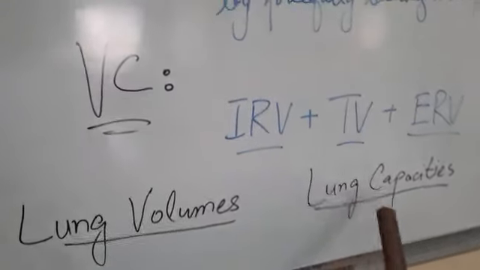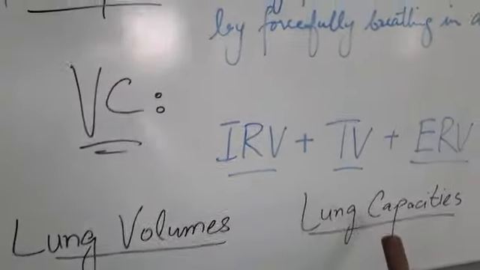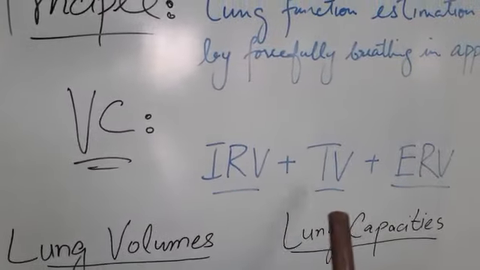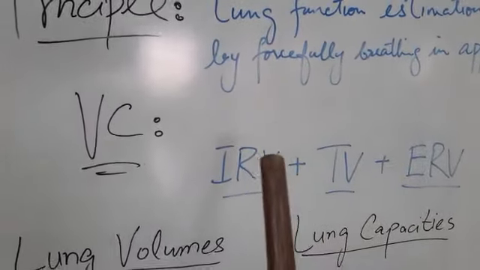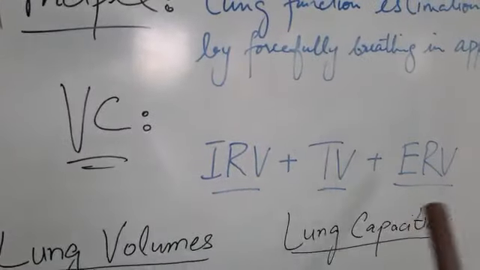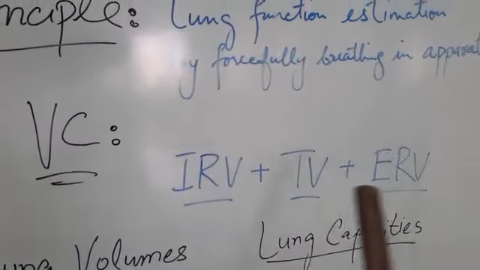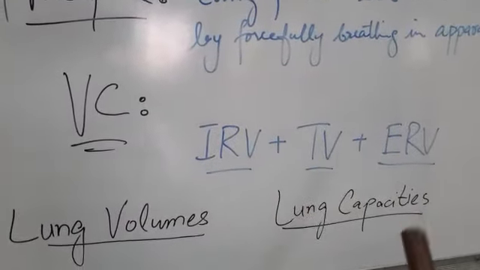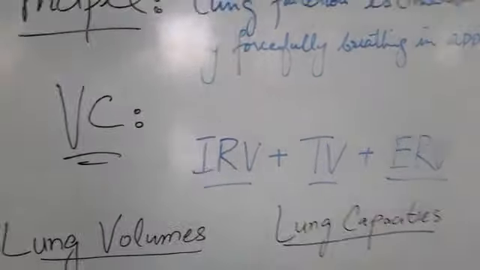Lung volumes and lung capacities. The difference between the two is that a lung volume is a single parameter, like I told you: the tidal volume, inspiratory reserve volume and expiratory reserve volume are the different parameters. If we add 2 of them or 3 of them, then we get the lung capacities.